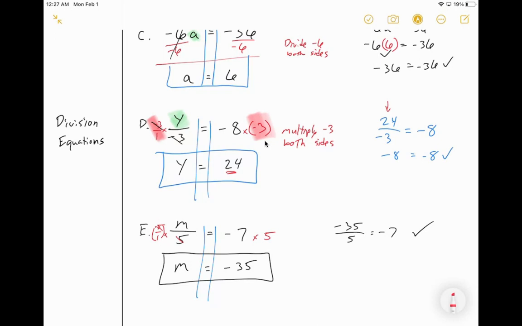Some of you guys will get it real quick. But again, there's a lot of little things that can mess us up. Again, check your answers, even if it's a little quick check in your head. That's still better than nothing. So that's how you do it. That's how you do multiplication and division equations.